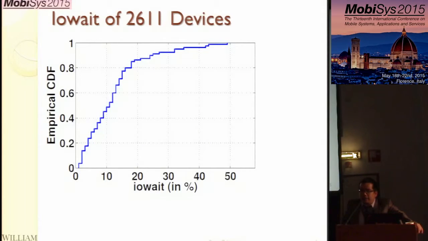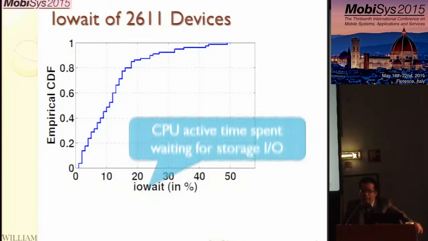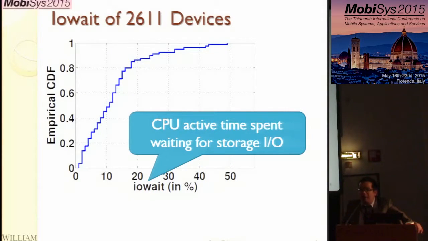One of the main findings that we found was regarding the I/O wait. So let me explain briefly what I/O wait actually is and why it is important. I/O wait is the CPU active time spent waiting for storage I/O. So roughly, you can think of it as the part of the total time that your device spends waiting, idling for I/O within its lifetime.